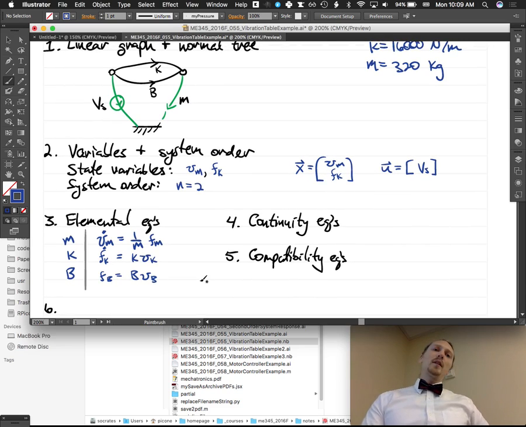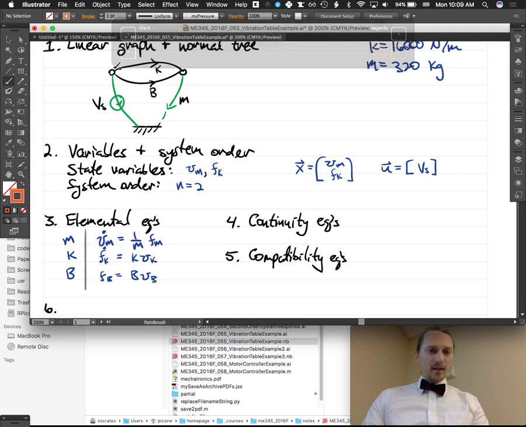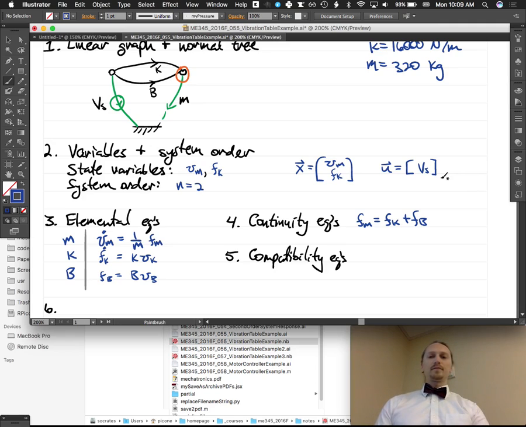Continuity equations, how many do we need? Two, right? Actually, do we need this one? No, we only need the one. Good way to catch me. So the continuity equation says that Fm, the force on the mass, is equal to Fk plus Fb, right?